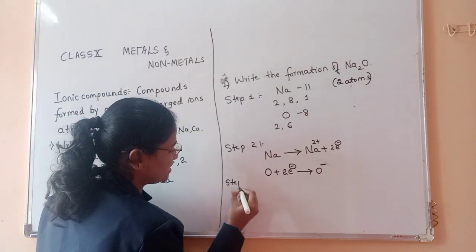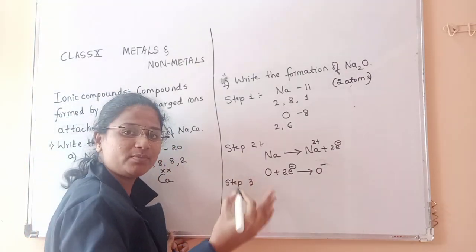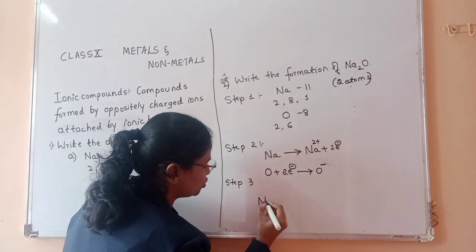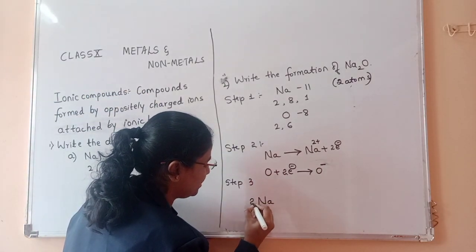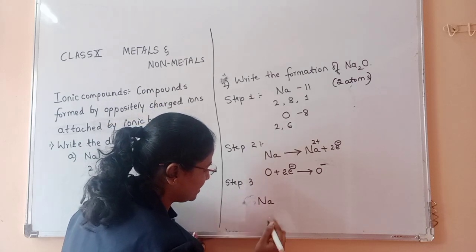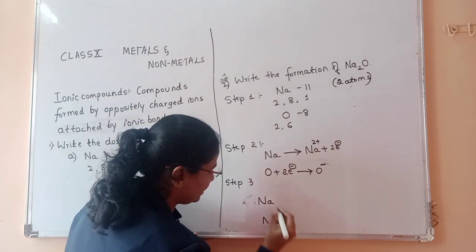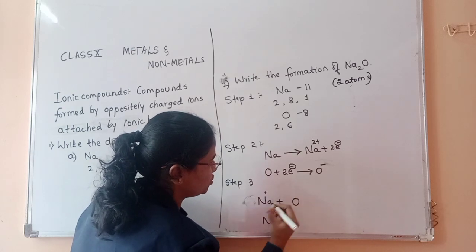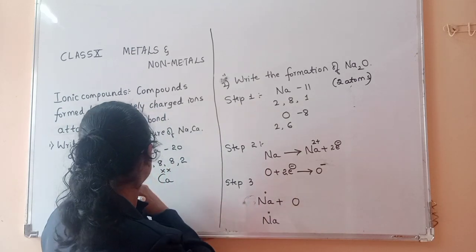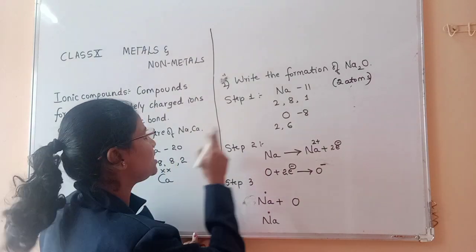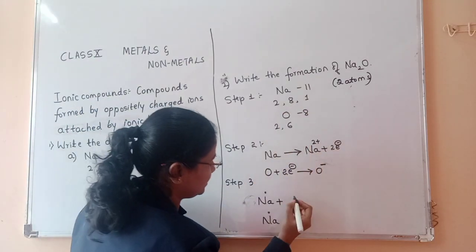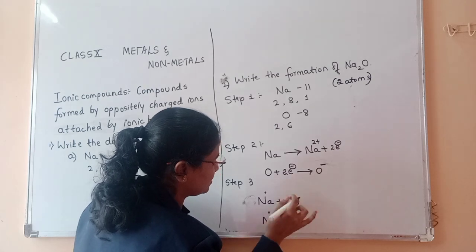And next is step 3, that is the transfer of electrons. Each Na has 1 electron in its outermost shell, so we write 2 Na, each with one dot, plus oxygen. How many electrons does it have in its outermost shell? Oxygen has 6 electrons.